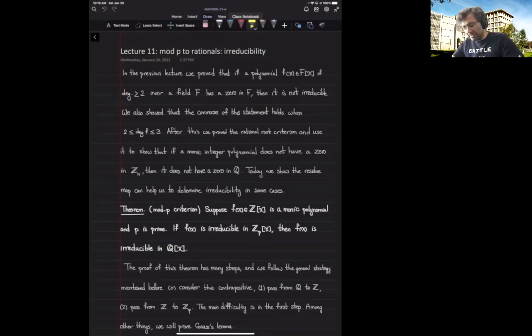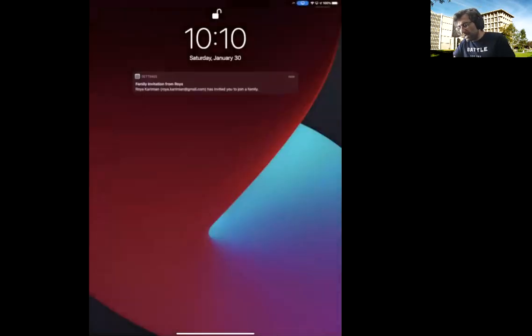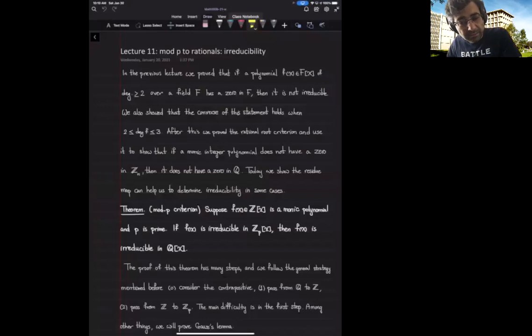So what we want to show next is the fact that residue maps can also help us to determine irreducibility, not only whether or not a polynomial has 0, but also determine if a polynomial is irreducible. We call it the mod P criterion. I'm going to formulate a version of the mod P criterion, and then later we will make it more general. I mean, it is precise, but we will make it more general.